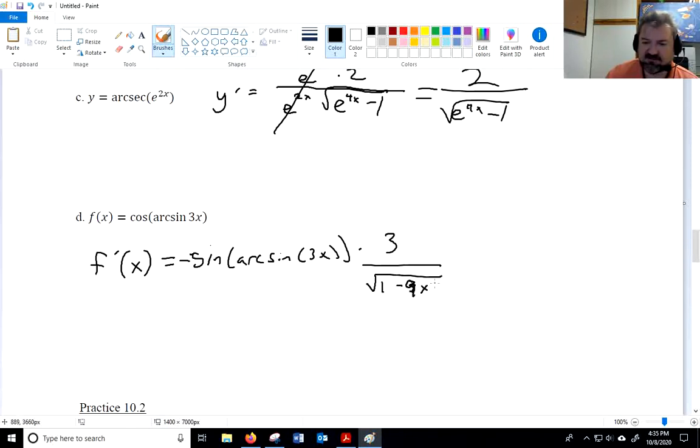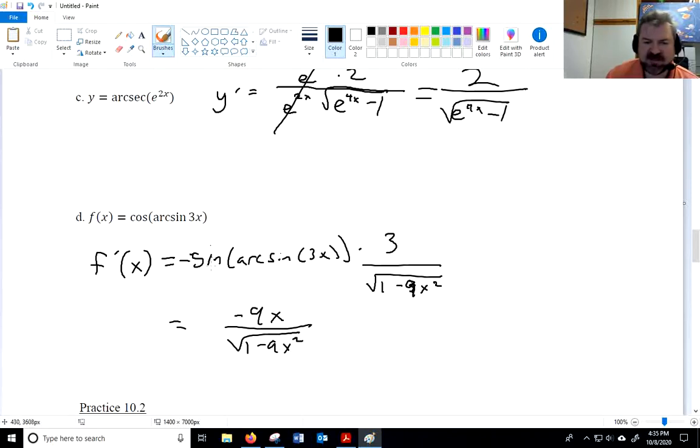Oh, that'd be a 9x squared now, wouldn't it? Now, what is the sine of arcsine of something? Well, those are inverses, so they should cancel out. So this should really be negative 9x over the square root of 1 minus 9x squared.